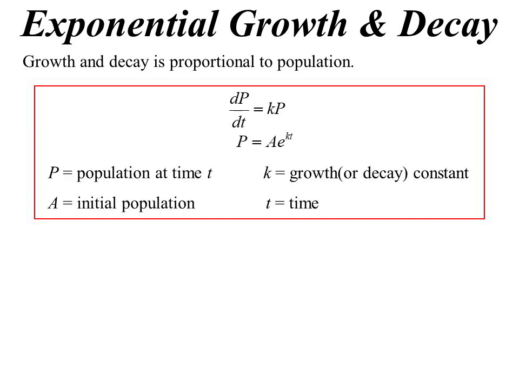P represents the population at any particular point in time. A, when you think about it, has to be the initial population, because if you make t equals 0, you're going to get e to the power of 0, population equals A. k would be our growth, or if it was a negative number, it would be a decay constant, because if it was negative, it would be decreasing rather than increasing, and t, of course, represents time.